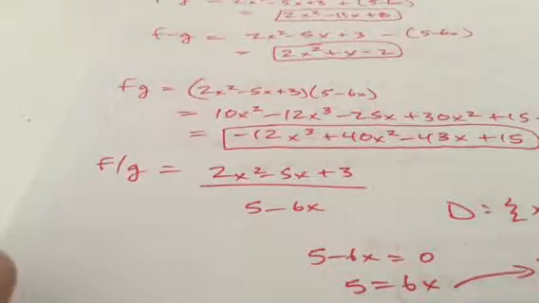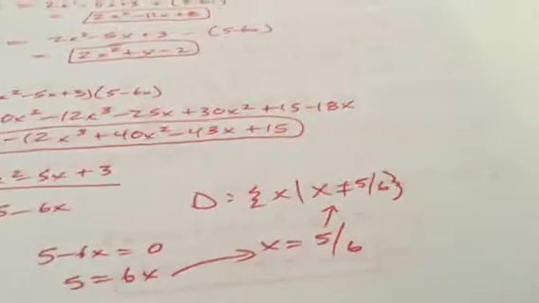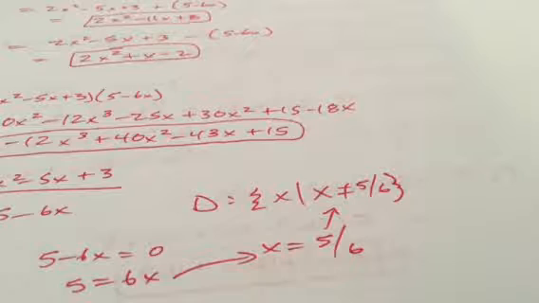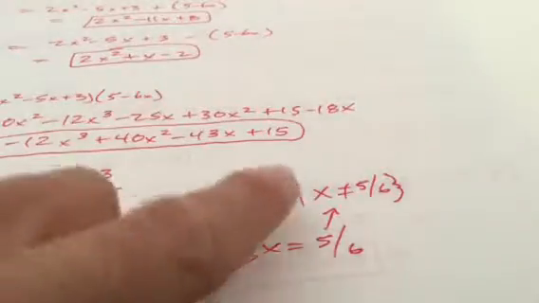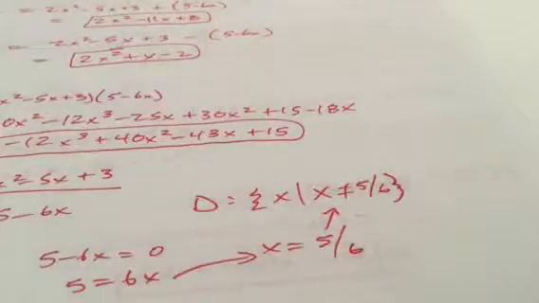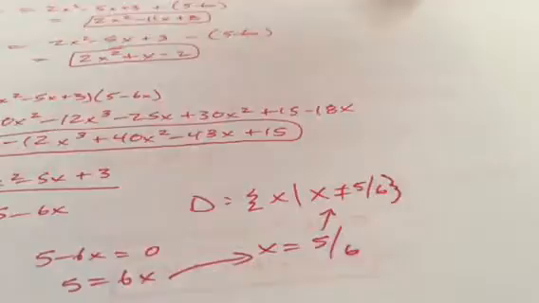F over g. Folks, you literally have to write it like that first, then concern yourself with the domain. So the domain is x. Again, some of us just put domain x equals 5 over 6. That's very, very wrong. You have to put the domain is any x as long as x doesn't equal 5 over 6. So please be careful with that. Anyway, that's a good question.